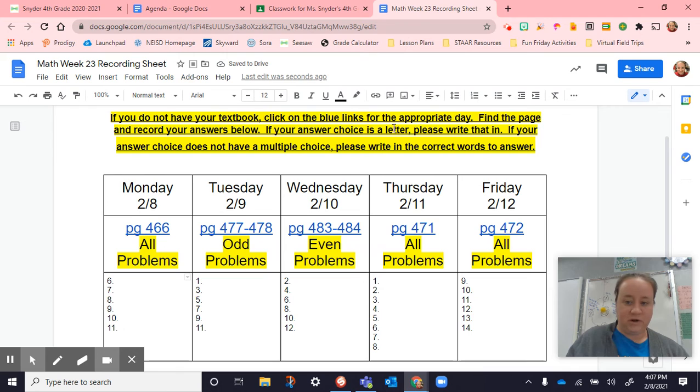Then it says if your answer choice is not multiple choice, then you need to write in the words. So later on in the week, we'll have problems where we actually have to put in a word. We'll just type that in there. All right, so that was math.